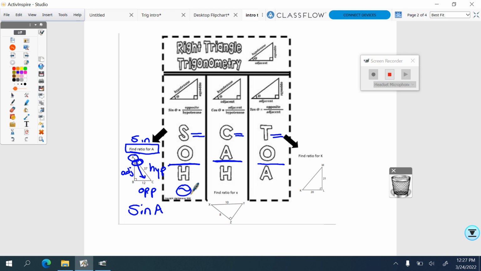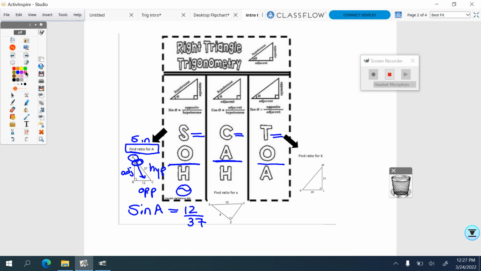And on Monday, we're going to go over how to find sine of theta, or actually later in a couple screens we will. Okay, so opposite is 12, and then the hypotenuse is 37. So that's the ratio for that particular picture. Now I'm going to do cosine.